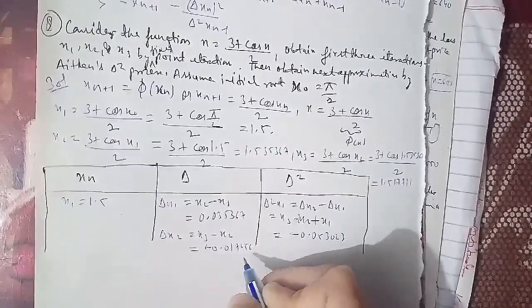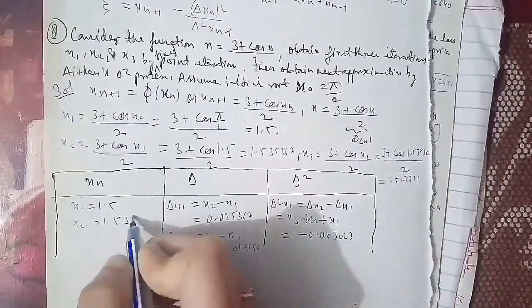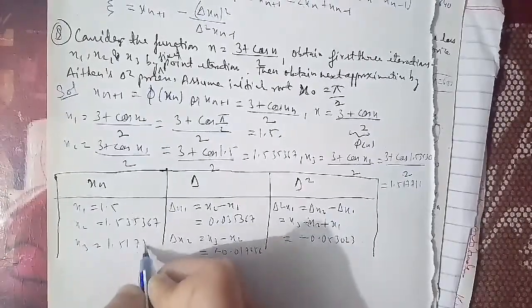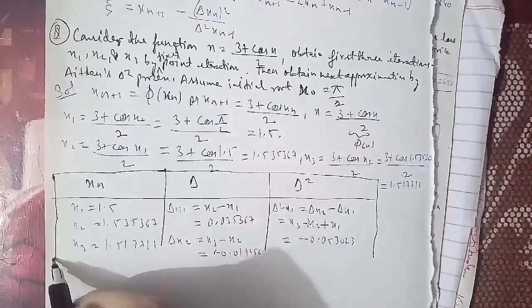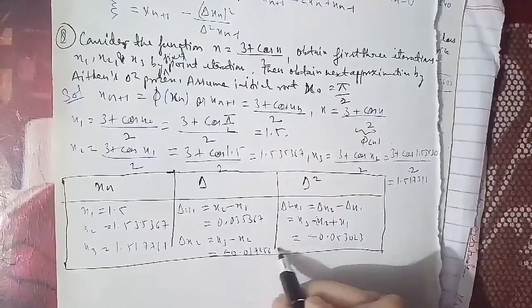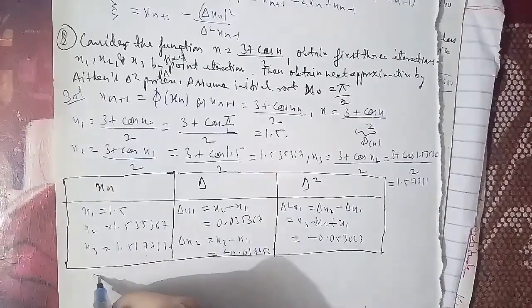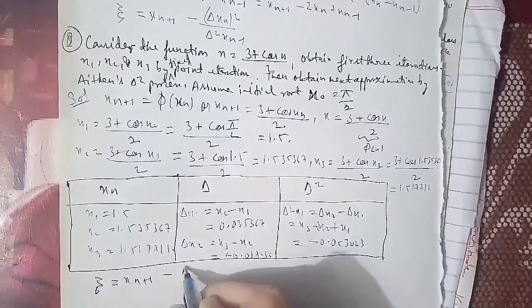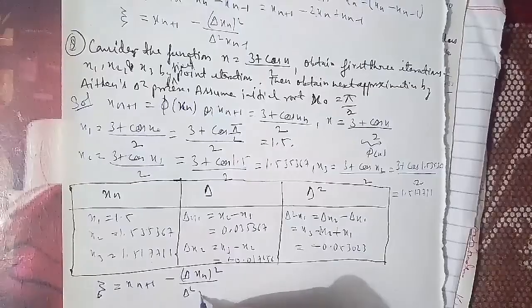0.017656. And for here as well, for xn, that is x2 is 1.535367, and x3 is equals to 1.517711. That we have your value. So by Atkinson's delta square process, we'll use the formula here. And the formula we have here is equals to xn plus 1 minus delta xn square upon delta square xn minus 1.